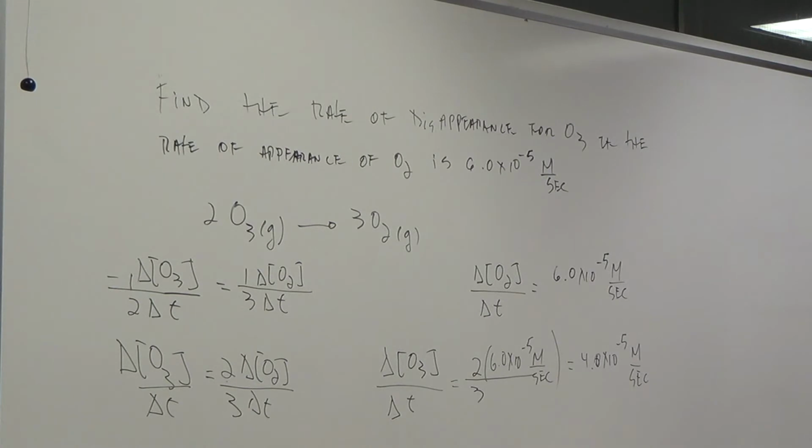So whenever the rate of disappearance or the rate of appearance is given to you, is it called the unique rate? No. It has that coefficient in it, right? So you have to divide by the coefficient, yes or no? Okay.